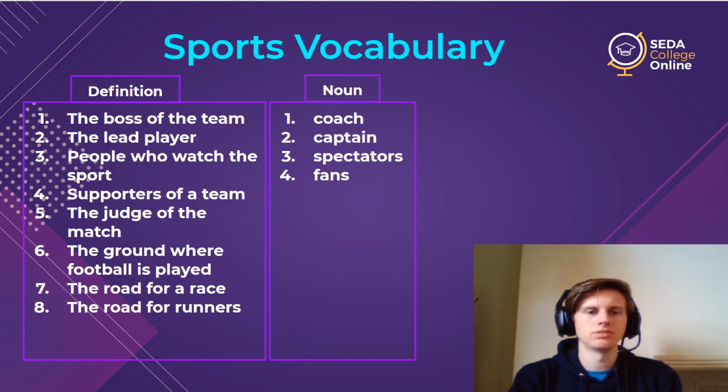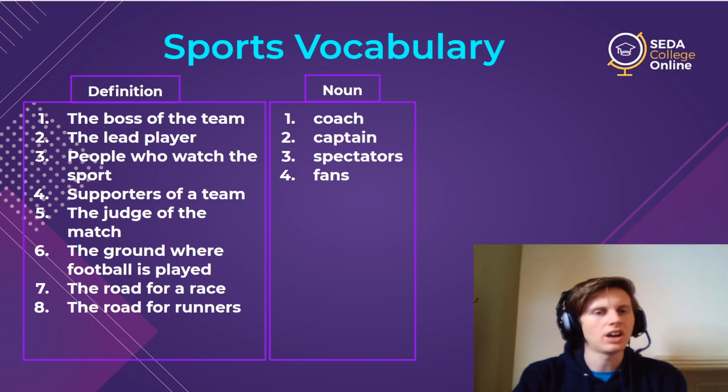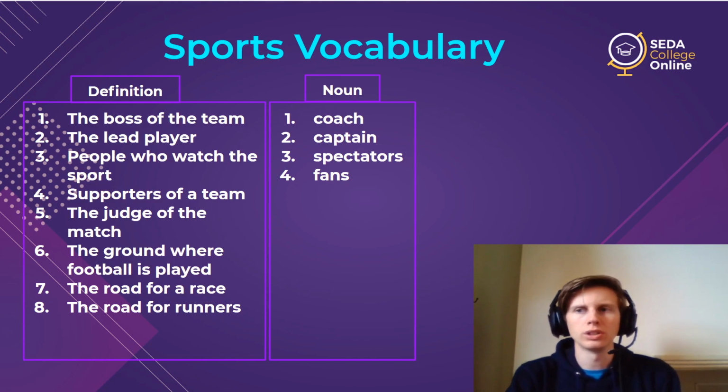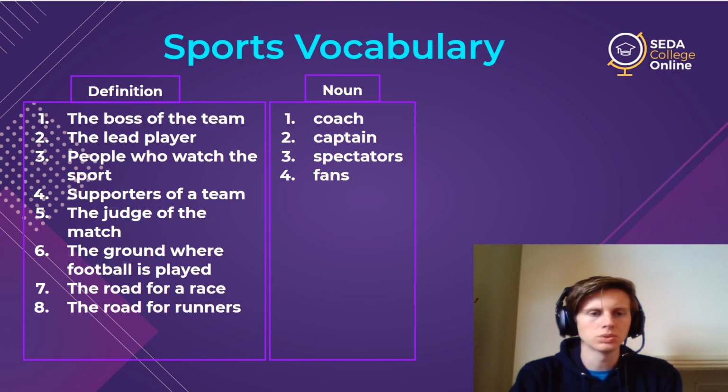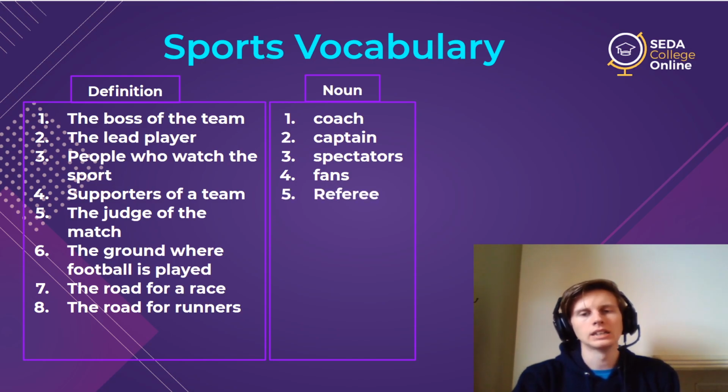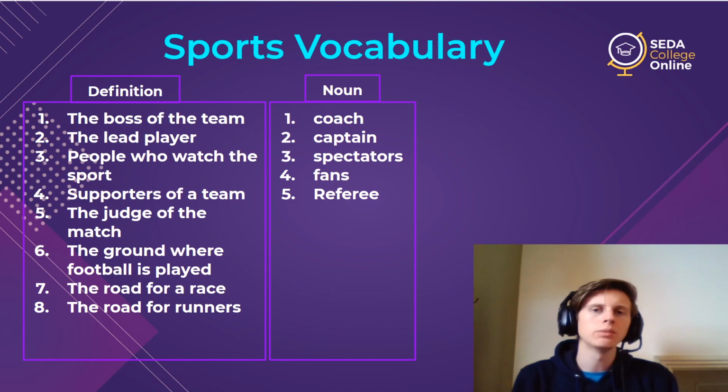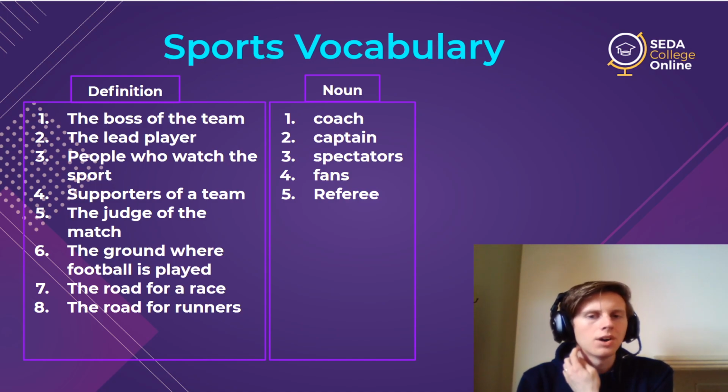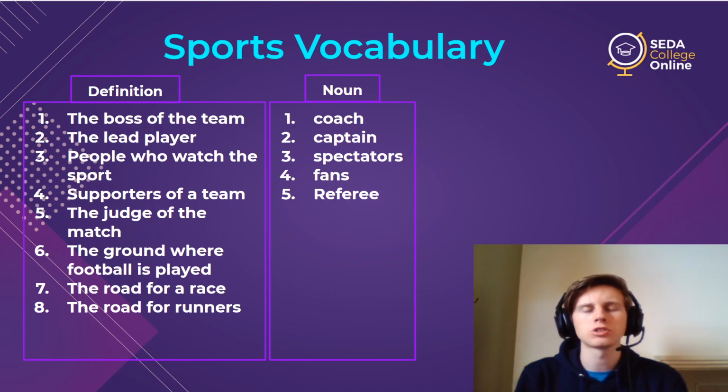All right. So next, number 5, the judge of the match. This is the person who says what is okay, what is not okay, and keeps control and makes sure everyone follows the rules. Some languages, I believe, use the word judge, but in English we use referee. Yeah. If you're playing baseball, it will be an umpire. An umpire. But for all other sports, it's a referee.